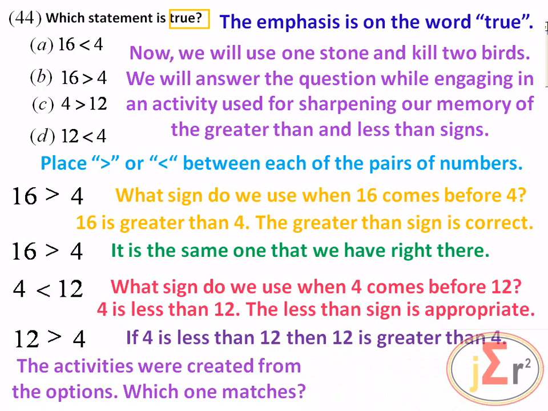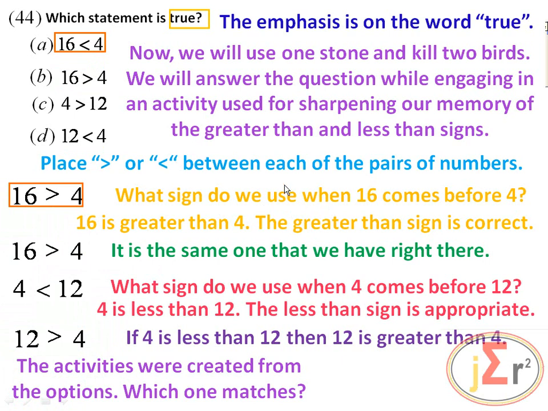So Jerry is practicing his left arm and right arm greater than and less than signs instead of remembering the number line. The activities were created from the options, which one matches. So we are looking and see which one matches what we have there. Let us compare those two. Is that right, Jerry? No, the signs are different. Therefore, option A is not correct.